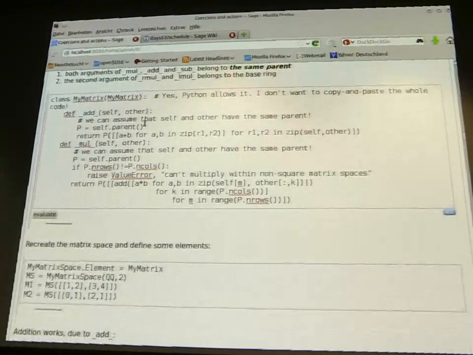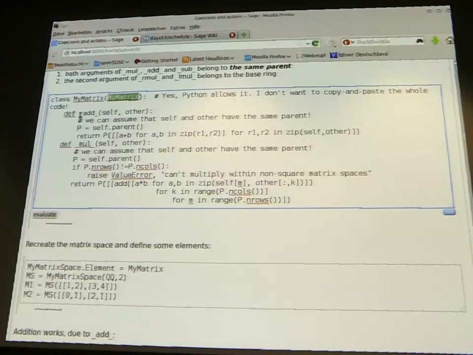Okay, so we refine the code. This is a bit nasty. I create a new class that inherits from a class that has the same name. Python allows you to do it. I don't want to always invent new names, so it works.